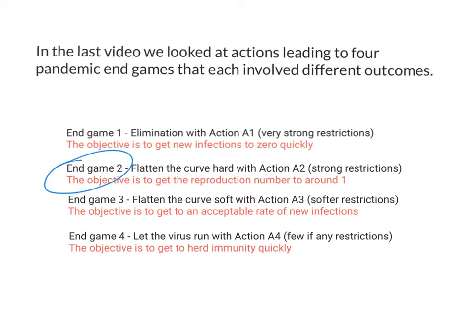Endgame 2 was our flatten the curve hard endgame. The action associated with that, A2, will have strong restrictions, not as strong as if we want to eliminate the virus, but the objective here is to get that reproduction number down to around 1. Our third endgame involved the softening of the curve. The action there was A3, which is a softer set of restrictions, and the objective is to get down to an acceptable rate of new infections under this endgame. And finally, endgame 4, let the virus run. The action associated with that was few, if any, restrictions. The objective is to get to herd immunity as quickly as possible.